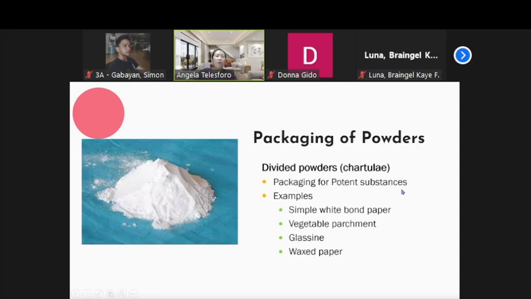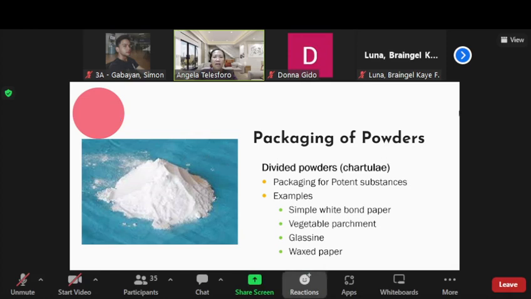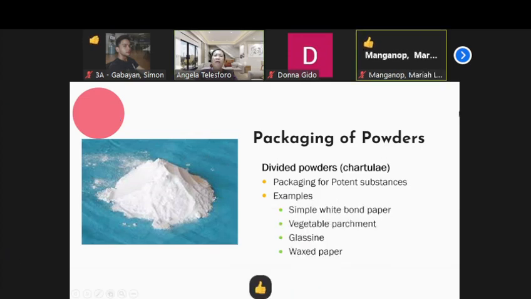I know you have done this before, right? You were made to do it individually and were videoed. Do you remember, class? Last year? Right? So, chartula or divided powders. We did this in the laboratory. There is a proper way of folding the paper where you put your divided powders. That is the crude way. But today, like oral rehydration salt that was mentioned, you buy it as a divided powder, still, but it is already sealed.